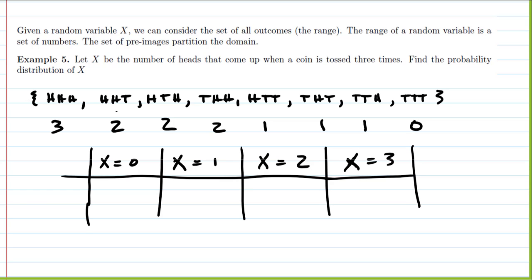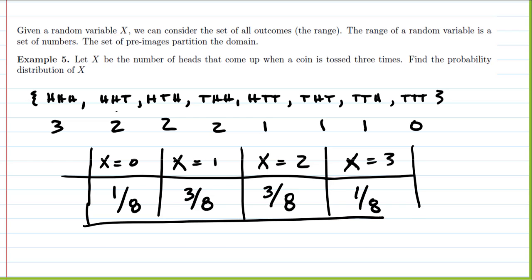So in our probability distribution, we have 1, 2, 3, 4, 5, 6, 7, 8 things. So how many ways can I get 0? 1 out of 8. How many ways can I get 1? 1, 2, 3, so 3/8. How many ways can I get 2? Also 3, 3/8. And how many ways can I get 3? 1, so I get 1/8. So this represents my probability distribution.